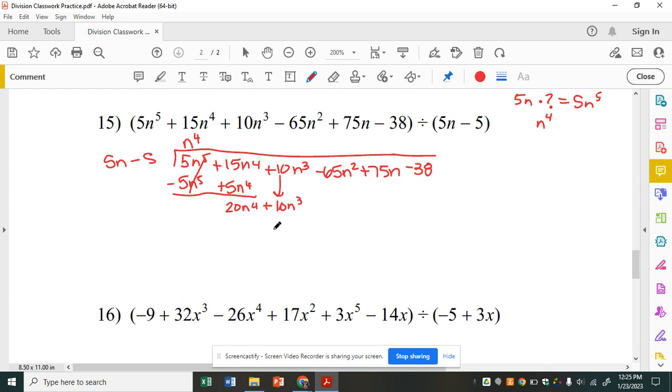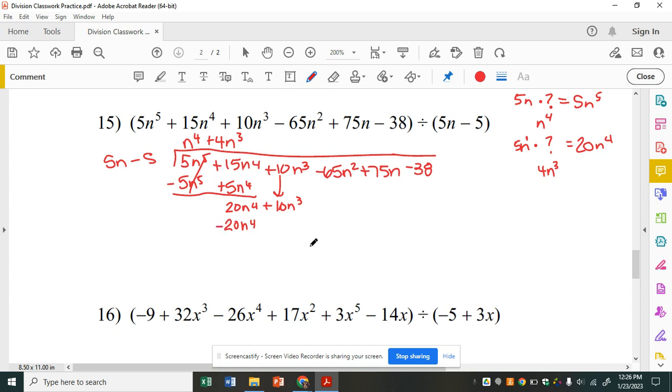Okay? Next step, I'm taking 5n. 5n times what has to equal 20n to the fourth? You can do 20 divided by 5, or you can say, 5 times 4 gives you 20. And to get from n to the fourth, you'd have to multiply by 3 more n's. Again, remember, you're going to add those exponents. So the next one, I'm going to multiply by 4n to the third, and it's positive, so I'm keeping that plus sign. So 5n times 4n to the third is 20n to the fourth.